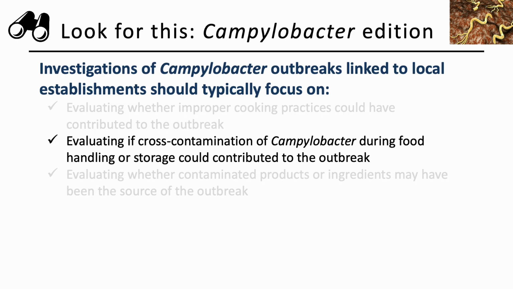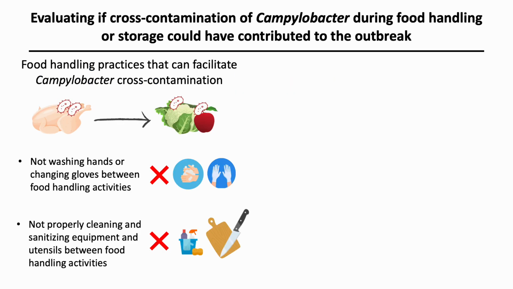Next, let's discuss how to evaluate whether cross-contamination of Campylobacter during food handling or storage could have contributed to the outbreak. Campylobacter can spread from contaminated food products to non-contaminated food products if food handlers are not washing their hands or changing gloves between handling foods like raw poultry or meat and handling ready-to-eat foods such as fresh fruits and vegetables. Also, not properly cleaning and sanitizing equipment and utensils between handling different types of foods can also potentially facilitate cross-contamination of Campylobacter.